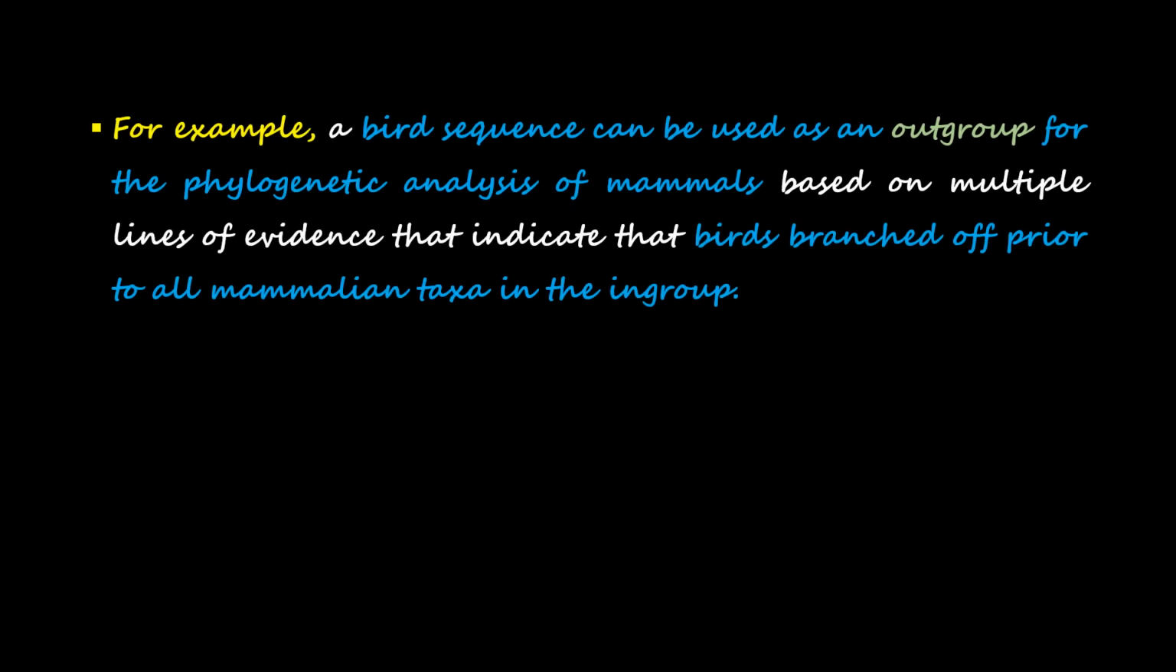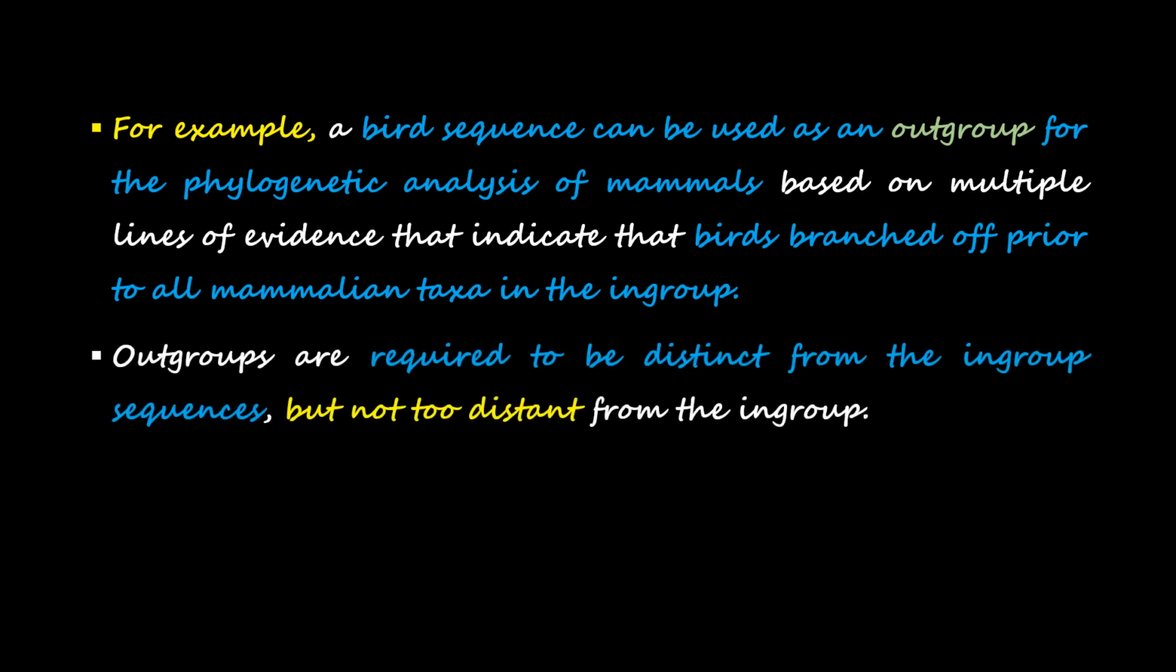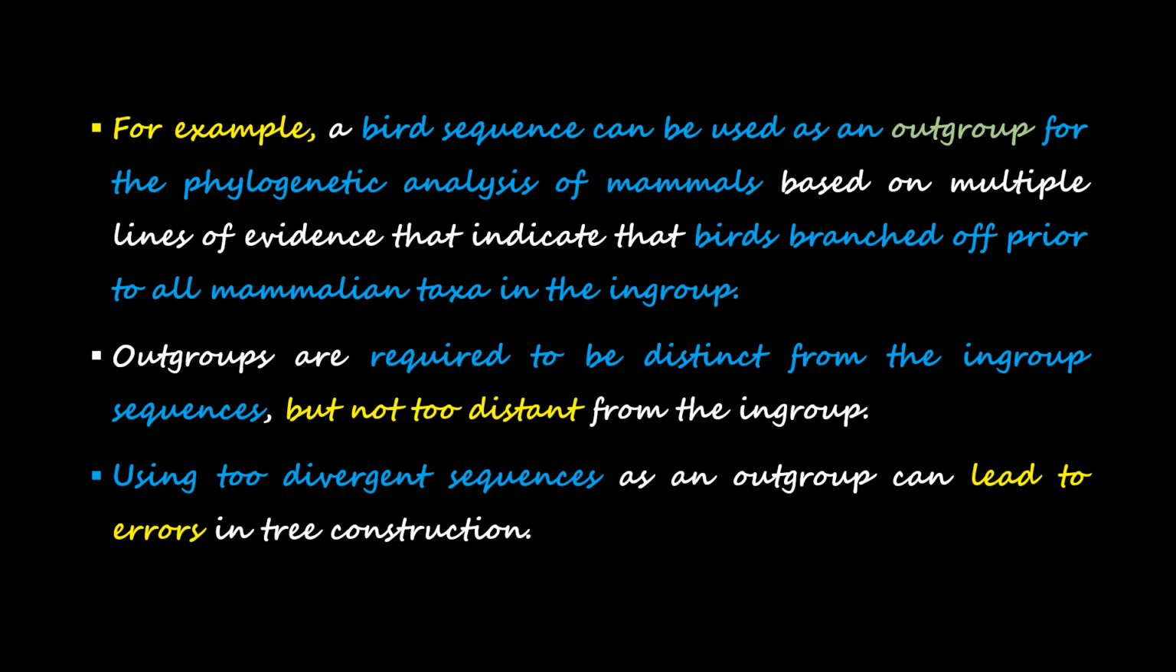For example, a bird sequence can be used as an outgroup for the phylogenetic analysis of mammals based on multiple lines of evidence that indicate that birds branched off prior to all mammalian taxa in the in-group. Outgroups are required to be distinct from the in-group sequences but not too distant from the in-group. Using two divergent sequences as an outgroup can lead to errors in tree construction.